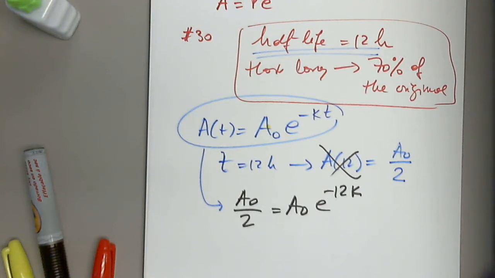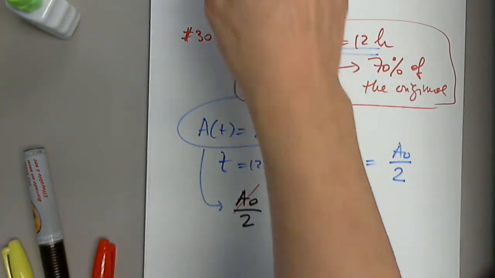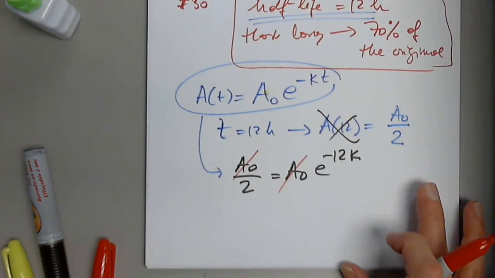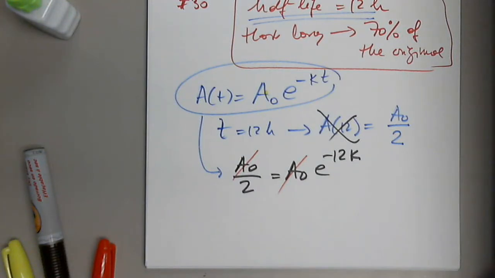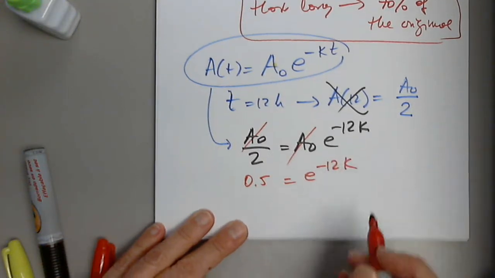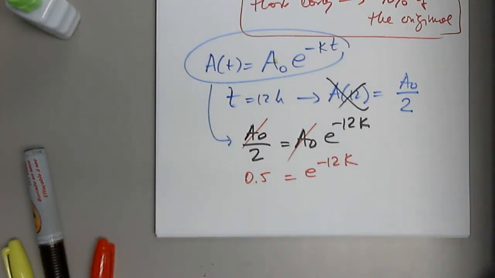The only variable here. Exactly, K. And you can see what about A0? Not a problem. I divide both sides by it, so the original amount doesn't matter. Whatever the original amount is, it will be half in 12 hours. So then 0.5 equals e to negative 12k. What do I do now?